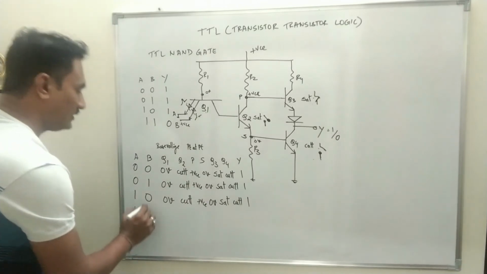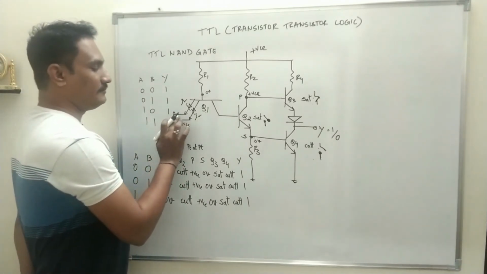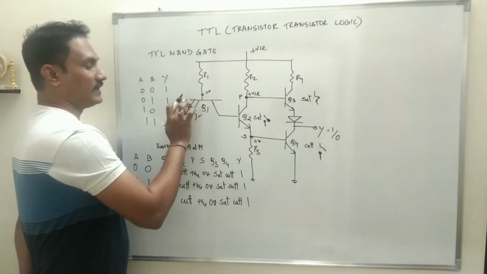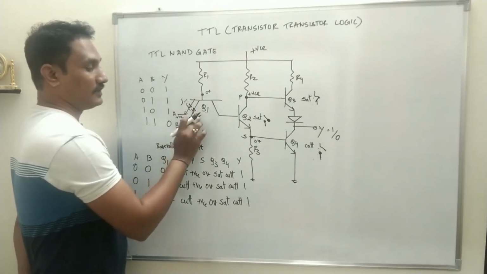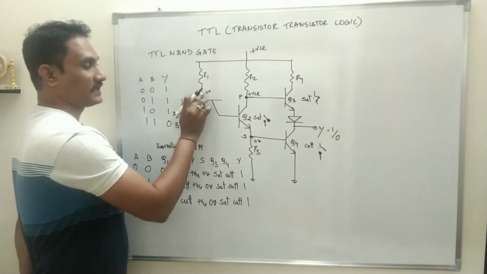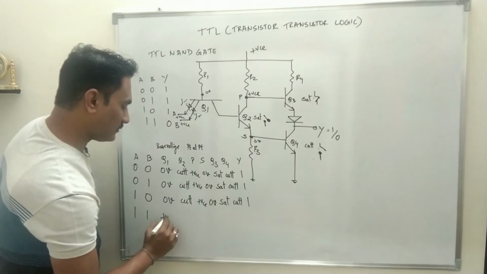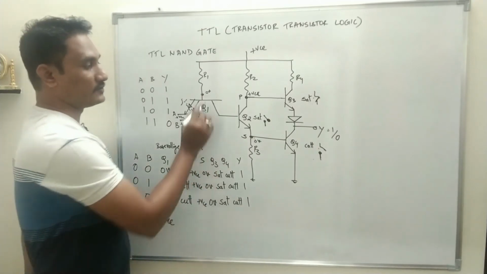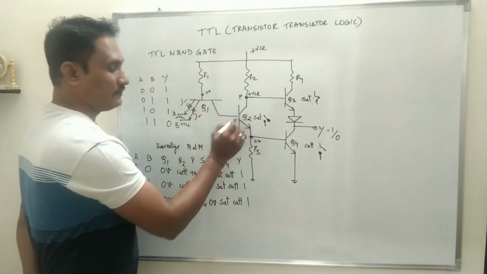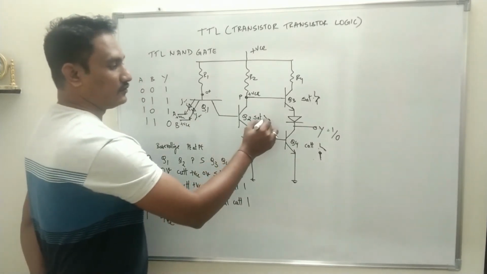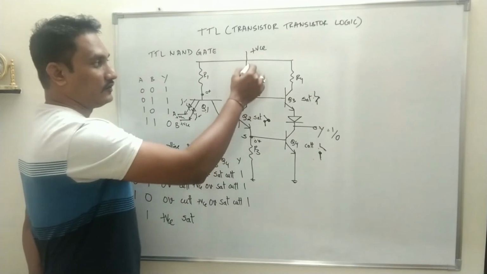But when both A and B are 1, what happens now? Both the diodes are reverse bias. When both the diodes are reverse bias, base cannot be connected to ground. So base is connected to plus VCC. If positive supply is given, Q2 will go into saturation. When Q2 goes into saturation region, current will flow through the diode.